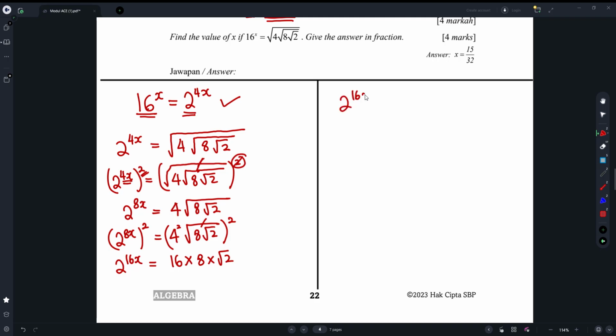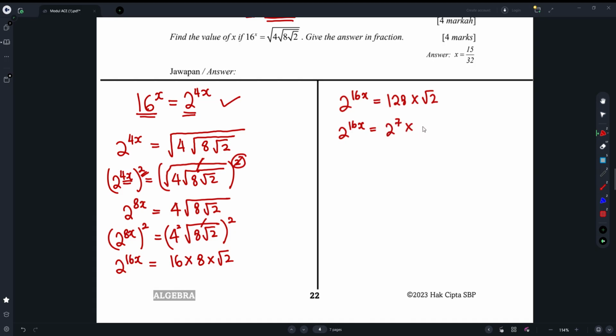And finally, what happens as you continue? 2 to the power of 16x is actually equivalent to 16 multiplied by 8. Okay, 16 multiplied by 8, you'll end up getting 128. 128 multiplied by surd 2. So here what you can do, very simple. 2 to the power of 16x is equal to 128, which is 2 to the power of 7.